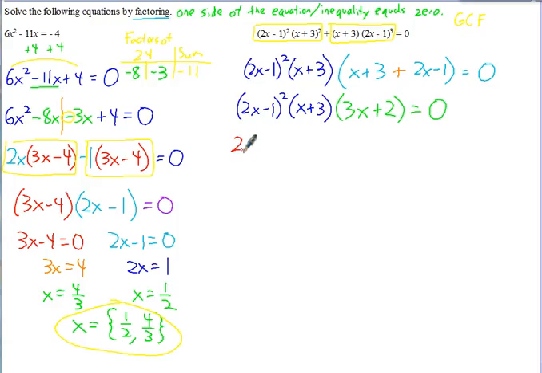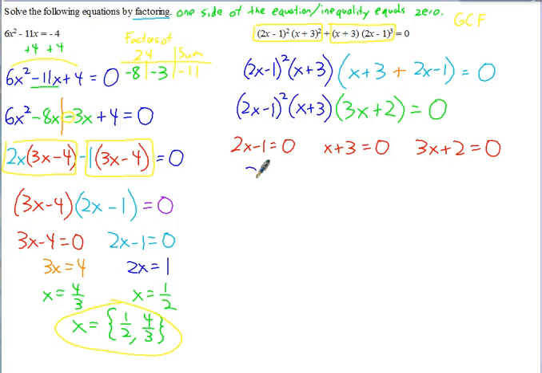So either the 2x minus 1 has to equal 0, so that's squared, that would still be 0, or the x plus 3 has to equal 0, or the 3x plus 2 has to equal 0. That's the only way these factors can multiply to be 0, if one of them is 0. So let's solve each of these separately.